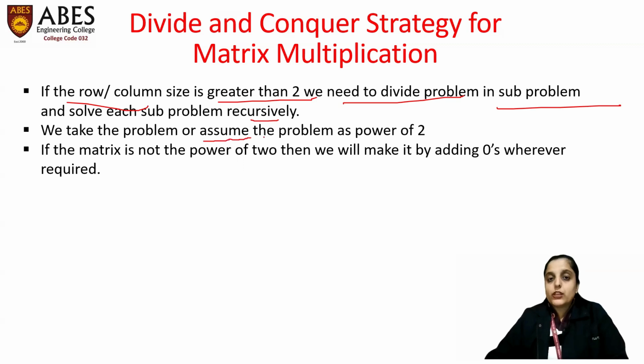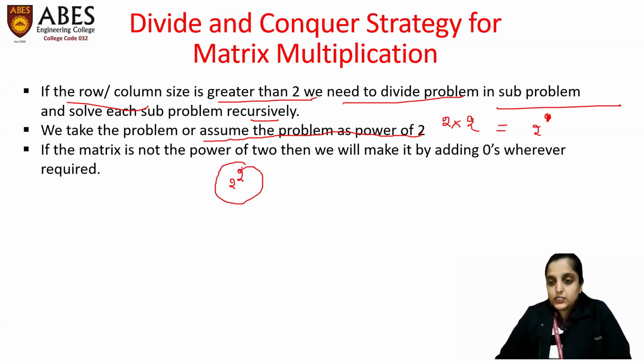We assume the problem size is a power of 2. For example, if we have a matrix of order 2 cross 2, then we have a matrix of 2 raised to the power 1. If we have a matrix of order 4 cross 4, we are talking about a matrix of 2 raised to the power 2. So if we want to apply the divide and conquer strategy on our matrices, the matrix should be of order 2 raised to the power n.